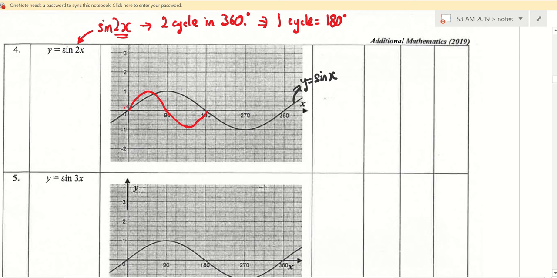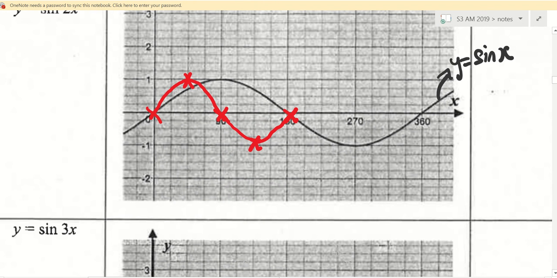Okay, before you draw, I want you to draw the crosses. And where are the crosses? Okay, let me enlarge. The crosses are here. So you start with 0. Where is the highest point? 90 degrees. Where's the 0? 180. Where's the minus 1? Between 90 and 180. Everything in between. Okay?